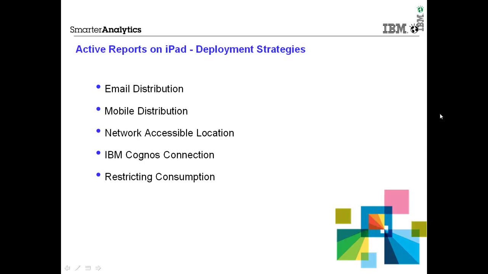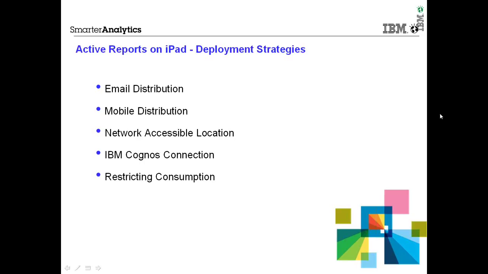The third one is very clear. You can burst the reports onto your various network locations. Based on the authentication and the rights that you have given on the folders, users can log in and download these active reports onto their iPad. The fourth one, of course, is IBM Cognos Connection. If you have direct connectivity to IBM Cognos, you can not only download these reports, you can even refresh those active reports as you wish, and then download them onto your iPad.